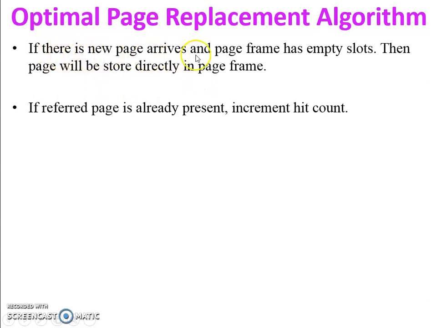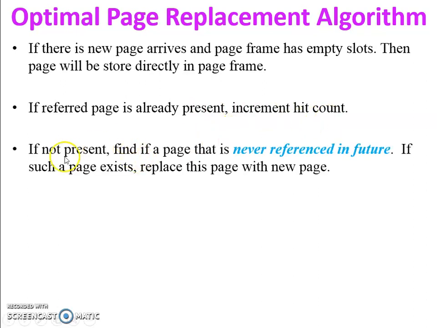If a new page arrives and the page frame has empty slots, then the page will be stored directly in the page frame. So this is the initial scenario in the memory when program execution is going on, where the page frame is empty or some slot is empty. Second, if the referred page is already present, increment the hit count. So there is no need to take the page from secondary memory to main memory. If the referred page is not present, find a page that is never referenced in future.